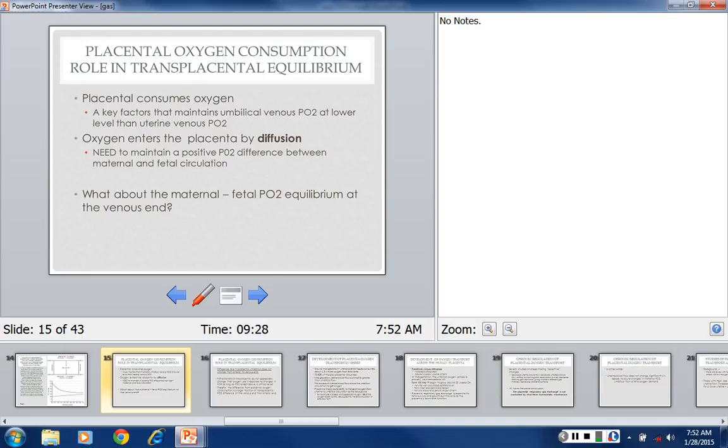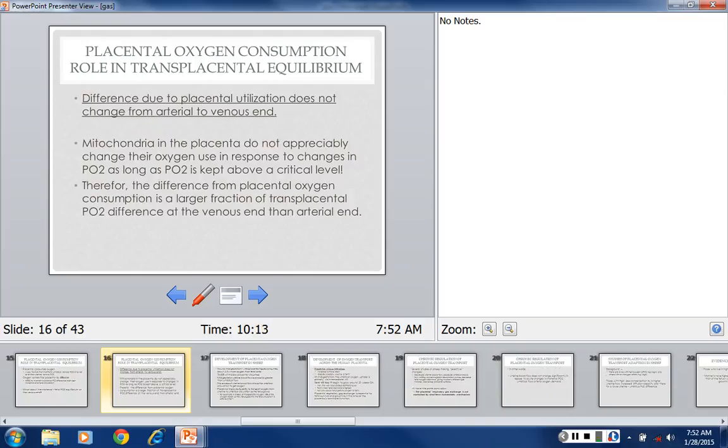So what plays a role in this transport equilibrium? Placental oxygen consumption plays a role. Again, we talked about the placenta being metabolically active. And it's actually one of the key things that will keep umbilical venous PO2 at a lower level than the uterine venous PO2. And oxygen enters the placenta by diffusion. The key thing they also like to ask in the MFM written exam is how different molecules cross the placenta, and diffusion. And you need to maintain a positive PO2 difference between the two in order for oxygen to go over. So what about the equilibrium at the venous end?